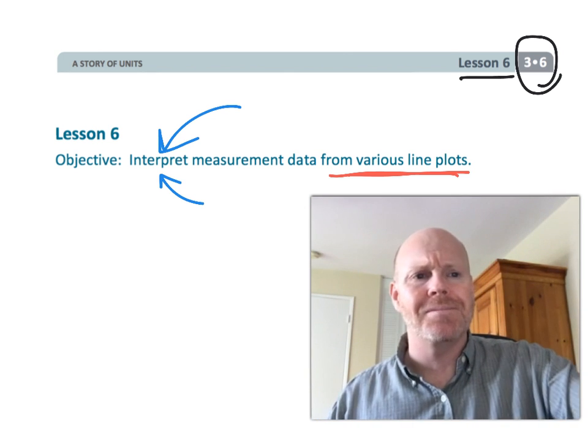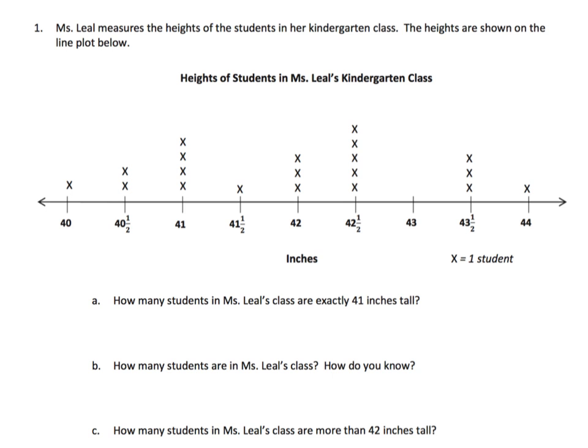So let's get started. All right, so we've been given this line plot, and it says Miss Leal measures the heights of the students in her kindergarten class. The heights are shown on the line plot below. And now we have all these questions that we're supposed to answer, but before we look at the questions, let's take a look at the line plot.